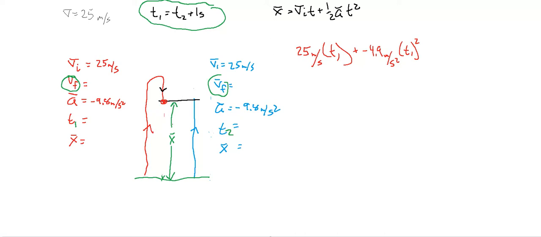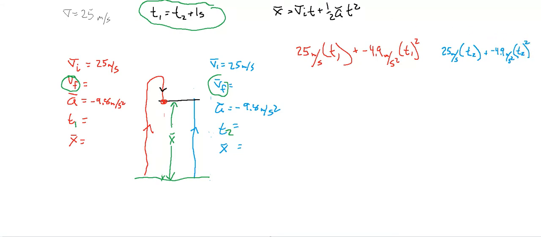Well, the displacement for stone 2 is the same. It has an initial velocity of 25 meters per second. I shouldn't say exactly the same. There's one difference, and that's the time. Stone 2 is not in the air for as long. It has a different time because we threw it later, and it's still on its way up while 1 is coming down. Plus, it's still 1/2 of negative 9.8, so it works out to be negative 4.9 meters per second squared times the time for stone 2, which is time 2, squared.